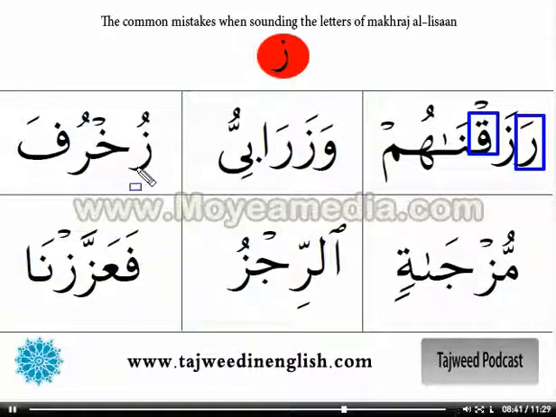Zay also here is close to the kha. The kha is mufakham, ra is mufakham, but the zay is muraqqaq. زخرف القول، زخرف القول غرورا، ببضاعة مزجاه, not musjah, changing the zay into the sin or into the sad.